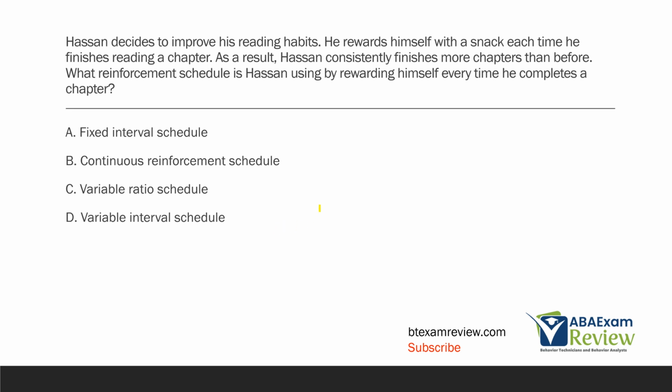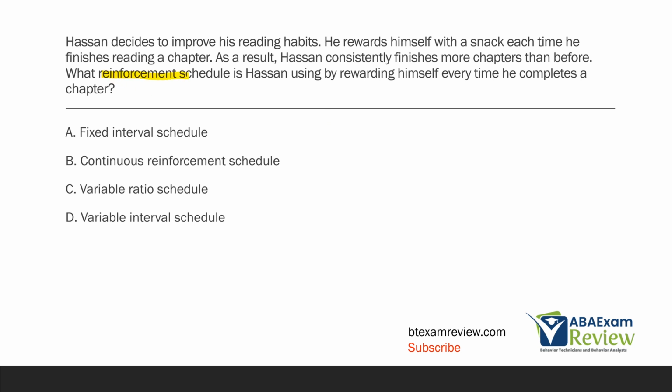Hassan decides to improve his reading habits. He rewards himself with a snack each time he finishes reading a chapter. As a result, Hassan consistently finishes more chapters than before. What reinforcement schedule is Hassan using by rewarding himself every time he completes a chapter?